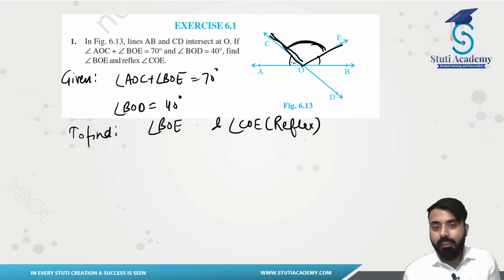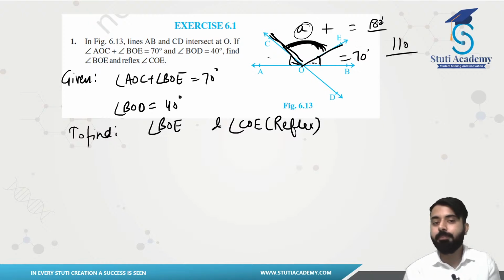Now you guys already know the sum of these two angles is 70. If I just assume this one as my A, then A plus 70 will be 180. You know the total angle on a straight line should be 180. So A plus 70 will be 180, and this angle will be 180 minus 70, that will be 110. That is the one method.